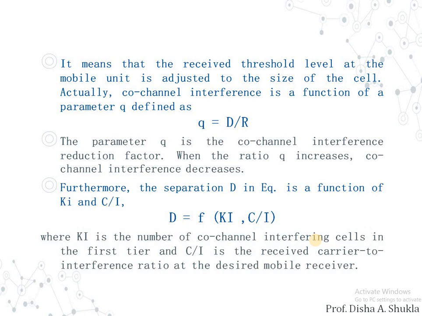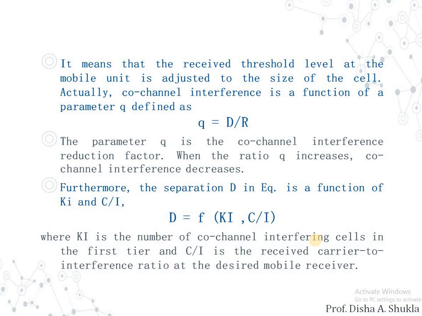What is D? D is the separation, that is the distance that we are talking about between the two co-channel cells. Now this D is a function of Ki and C upon I, where Ki is the number of co-channel interfering cells in a particular area, that too in the first tier. What do you mean by first tier?